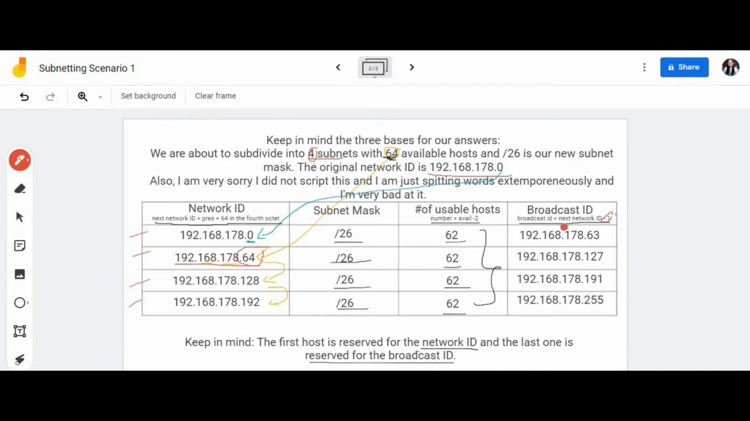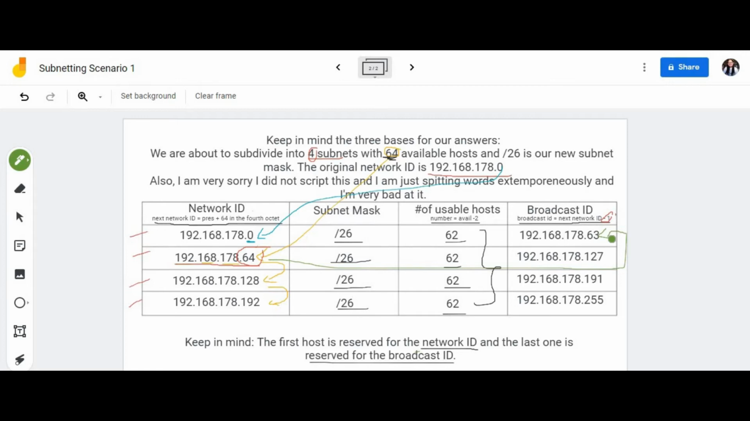So, what is the next network ID we are referring to here? Remember, we have our second network ID, which is 192.168.178.64. Because we are dealing here with broadcast ID, we just have to minus the fourth octet here with 1. So again, we got this formula from here because we already have our network ID, and what we're looking for here is the broadcast ID. So basically, we just have to minus it from 1.